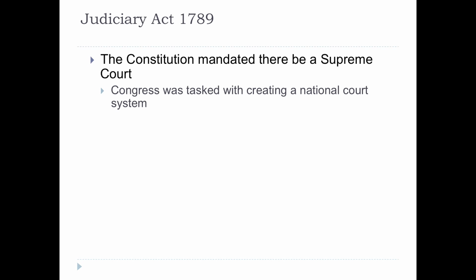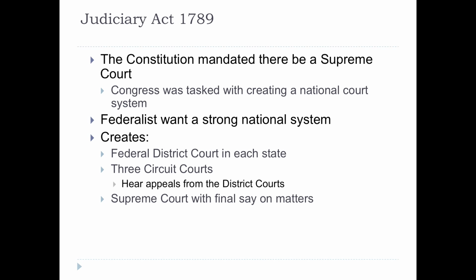And so one of the first major laws that this brand new Congress, under the brand new Constitution, gets involved in is creating this judiciary branch under the Judiciary Act. The Federalists, who are slowly becoming a political party, want a very strong national system, obviously, because they believe in strong government. Under this act, they create several different things. They create federal district courts in each state. So not only are there state courts, but there are now also federal courts. If someone breaks a law that is more than just a state law, what we now call federal law, they'll be taken to federal district courts.